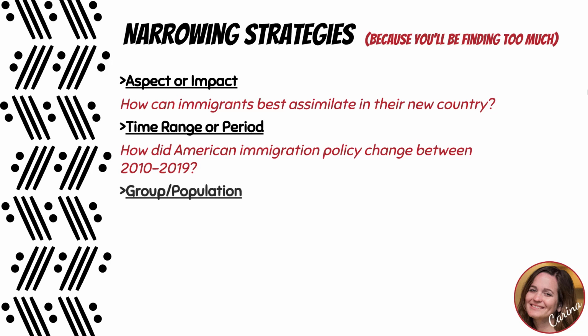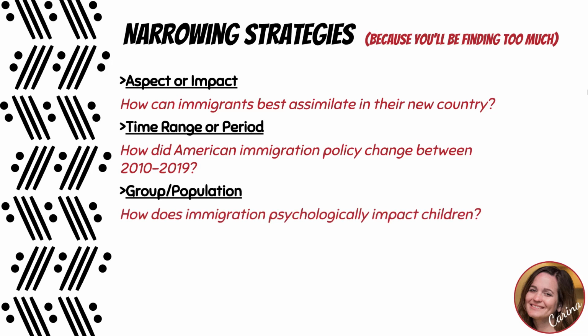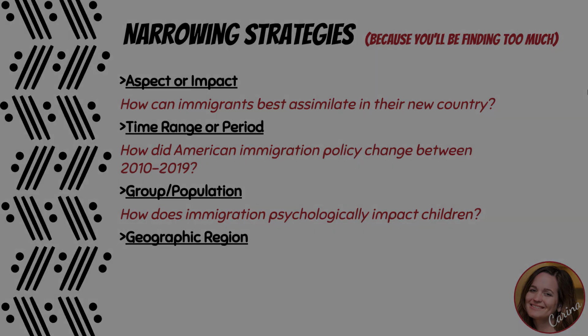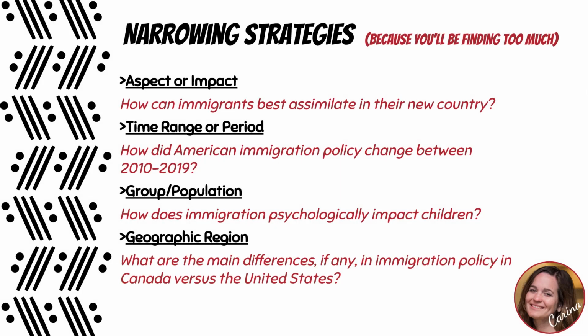Or you might think about whether there's a group based on either age, sex, race, occupation, or ethnicity that you could focus on. For instance, how does immigration psychologically impact immigrant children? Or you might consider whether there's a geographical region that you could focus on. For example, what are the main differences, if any, in immigration policy in Canada versus the United States?